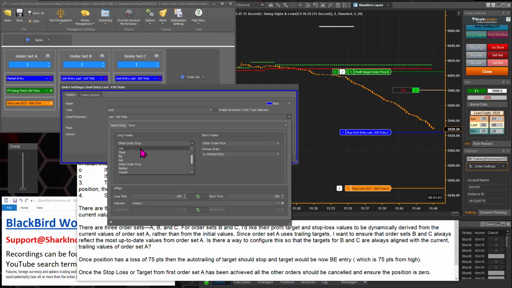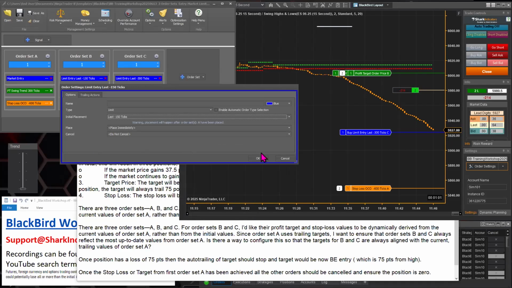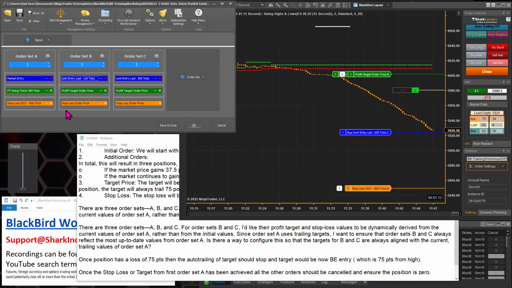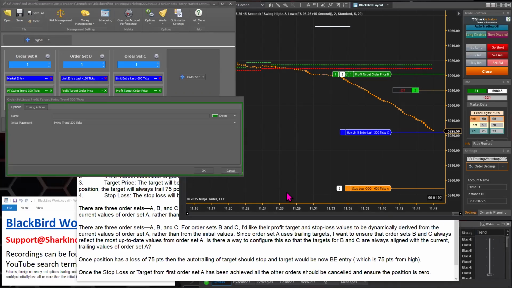So all right. But for now, we're going to use the last price here. That's going to synchronize the scale-in orders to the entry price of this market entry as best as we can get. All right, so that's one element here. Cancel that. And the next element here is our profit target.